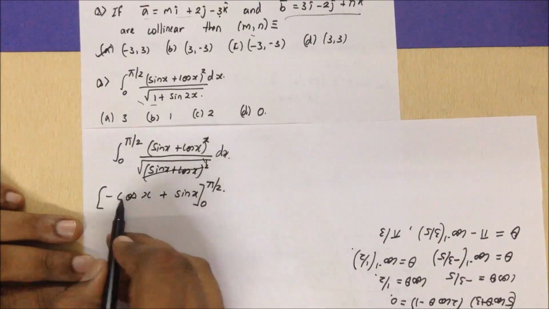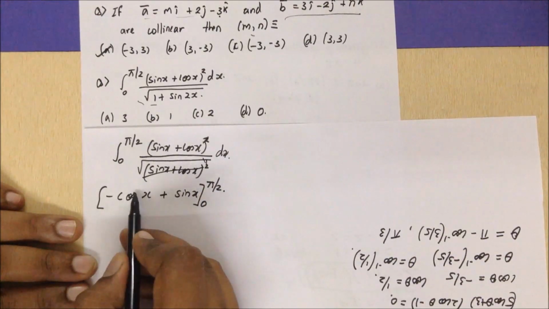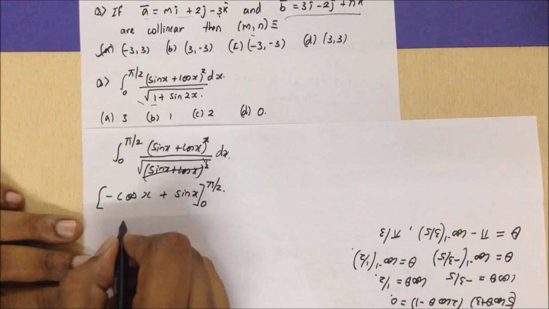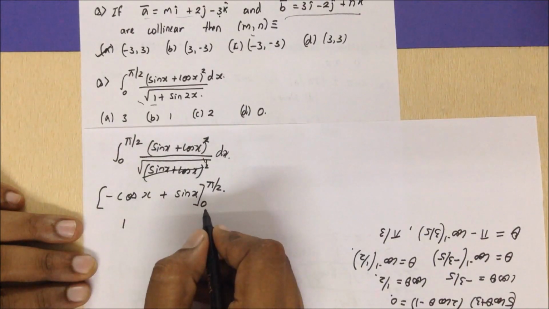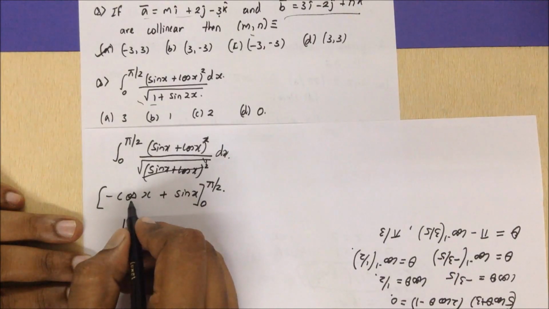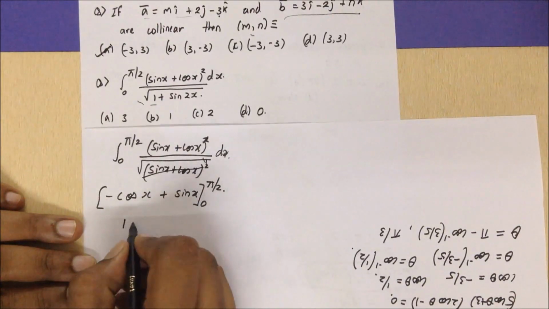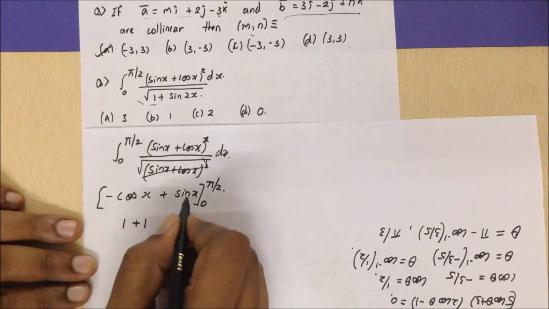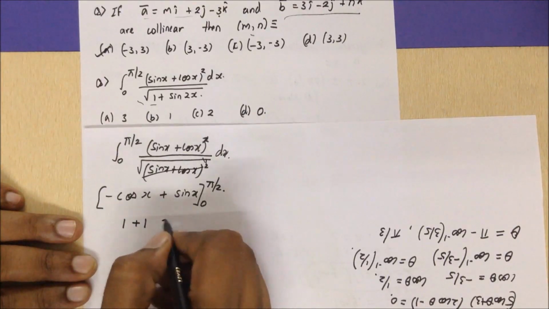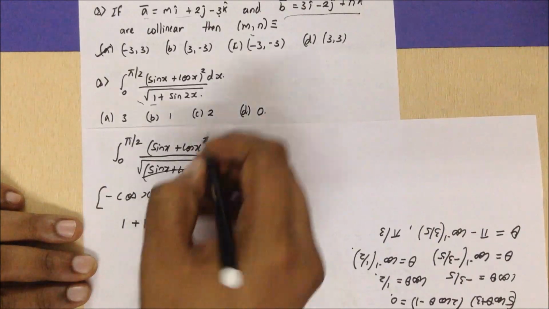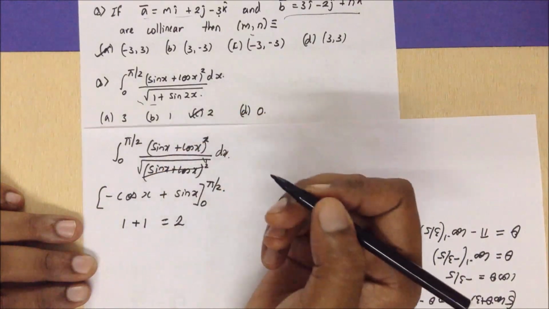So if I substitute pi by 2 in this, it's going to be 0. For this, it's going to be 1. If I substitute 0, this particular thing is going to be 1, but it is minus and its lower limit is minus, so it's going to be plus 1. And for sin 0, it's going to be 0. So the answer for this is going to be 2. So that's your C option.